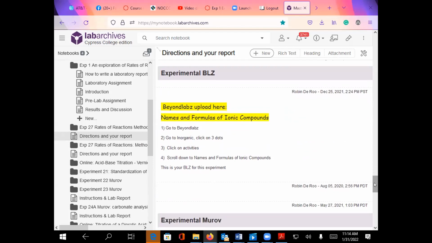Okay, so this is week 3, but notice here it tells you where to go, how to find it. Click on the activities. This is your worksheet, and then this is your Beyond Lab. So it's going to be here in your electronic laboratory notebook. This is because you're only in lab 1 day. This is to make up for that second 2.5 hours.